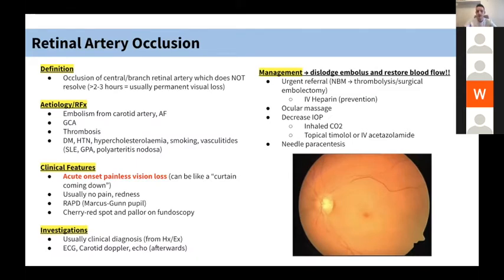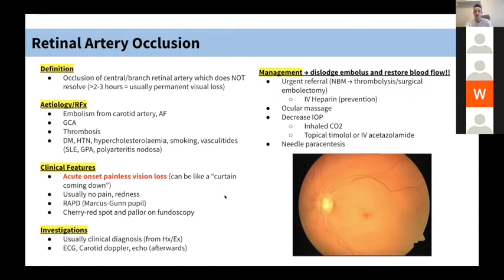And then like GCA or temporal arteritis, and just all your vascular or metabolic risk factors like diabetes, high blood pressure, cholesterol, etc., all going to be risk factors. The typical story for a retinal artery and even a retinal vein occlusion, which we'll go through next, is an acute onset painless vision loss. So painless vision loss, always be thinking either a retinal artery or a retinal vein occlusion.